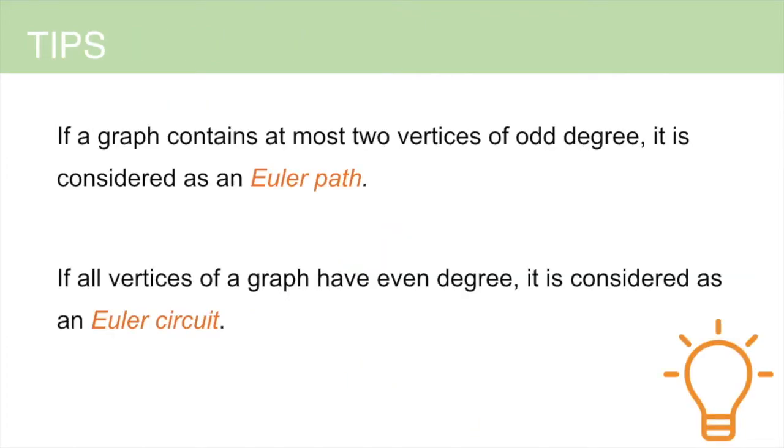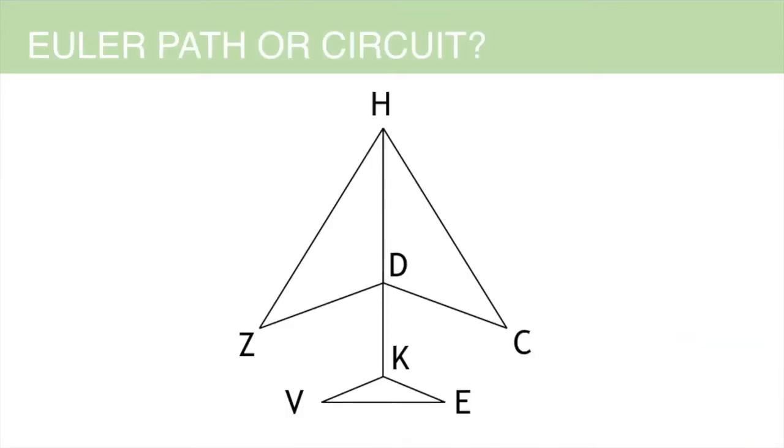Tips in identifying whether a graph has an Euler path or an Euler circuit. If a graph contains at most 2 vertices of odd degree, it is considered an Euler path. If all vertices of a graph have even degree, it is considered an Euler circuit. Let's find if this graph has an Euler path or an Euler circuit. To find out, we must find the degrees of each vertex.